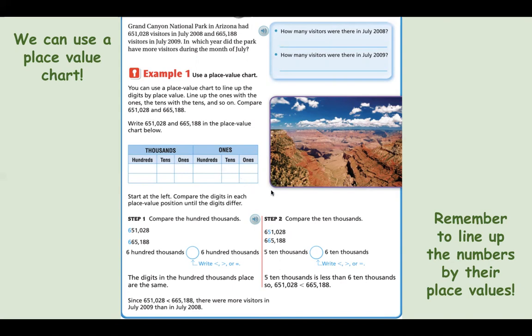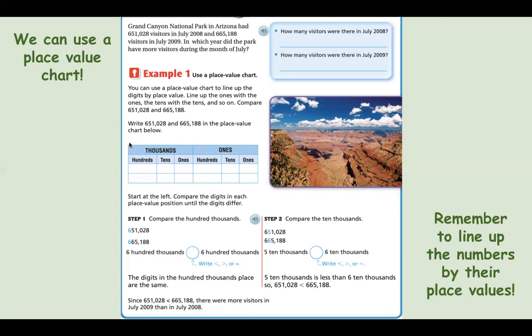So if you can pause the video for a second and think about how we're going to put these numbers into the place value chart. You could either write this on your whiteboard, you could write this on paper and pencil, or you could do it in your head if you would like, but try to think about what that would look like in the place value chart.